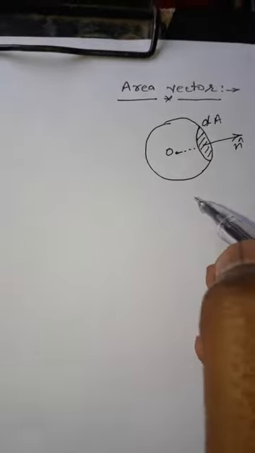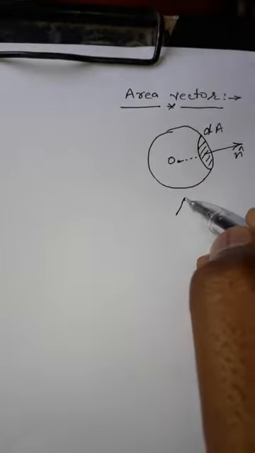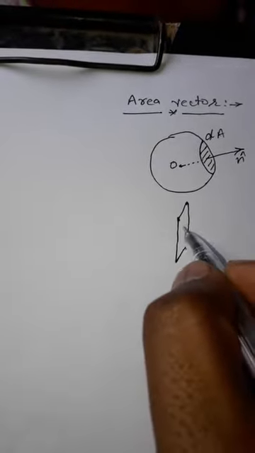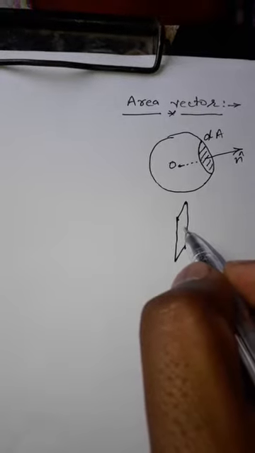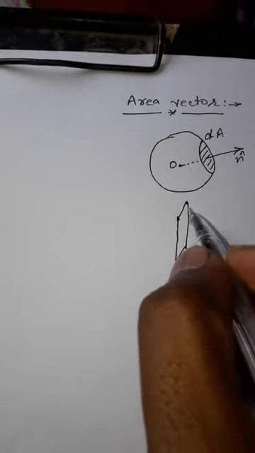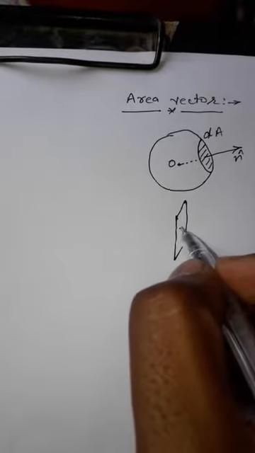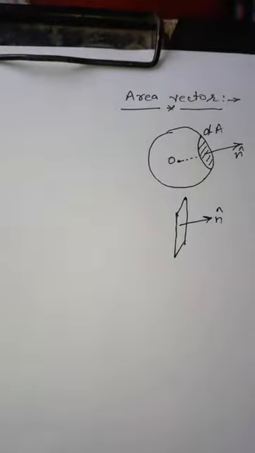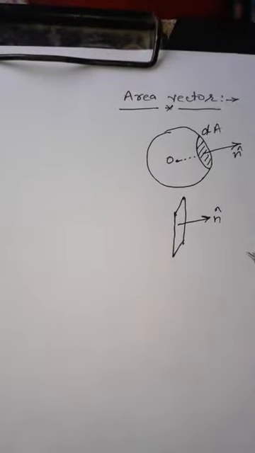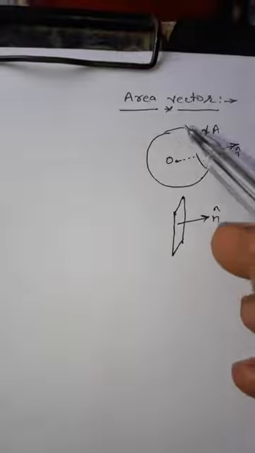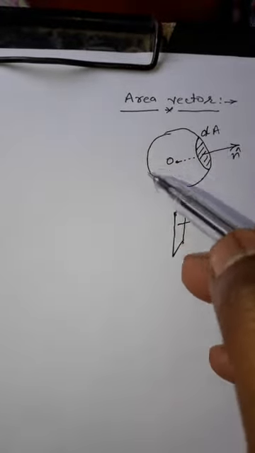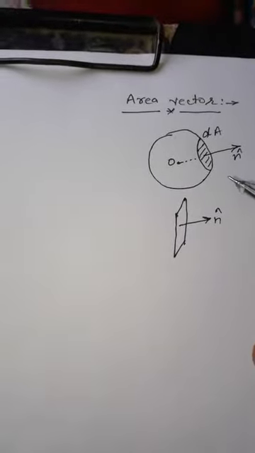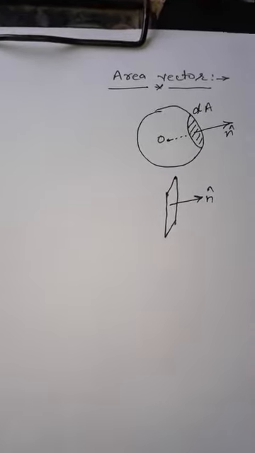Similarly, if we have a plane surface like this, then it must have a direction that is perpendicularly outward. If it is a vertical plane, then a perpendicular direction is along the x-axis, so this is the direction of this area vector. Similarly, we can say each and every area has a direction which is perpendicular to the surface of that area, so we can deal with the area as an area vector.